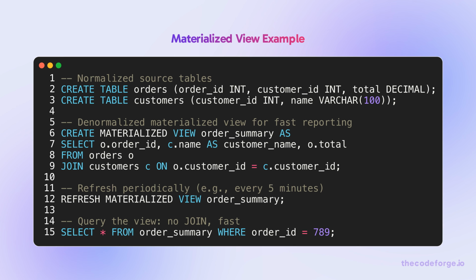Here's a materialized view that pre-joins orders and customers. The view is refreshed periodically, so reads are fast and don't need joins. The normalized tables remain the source of truth. This pattern is ideal for reporting queries.